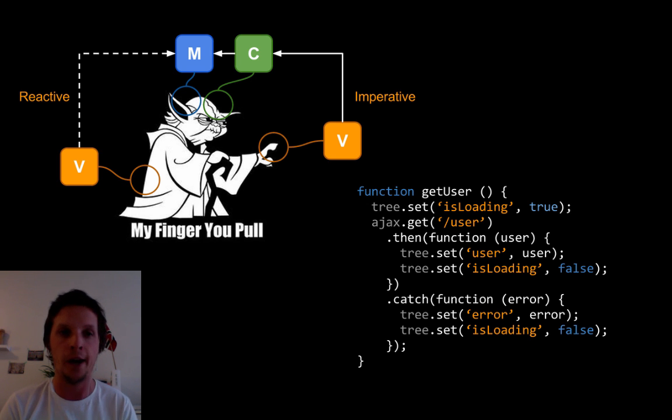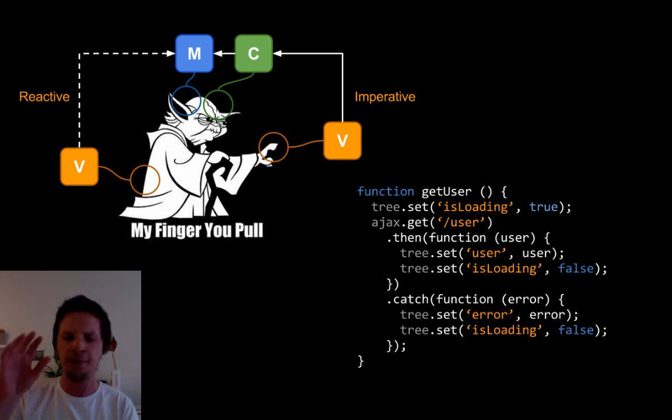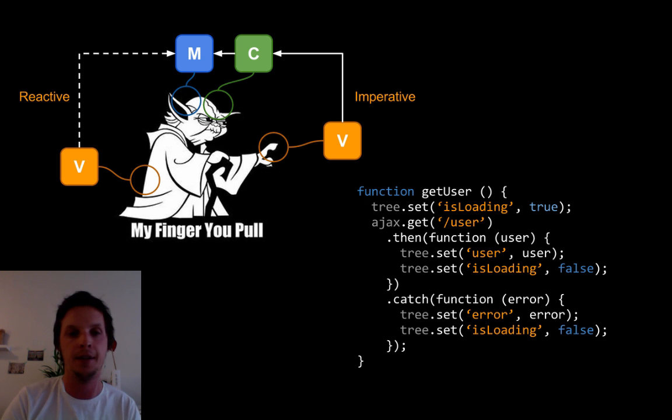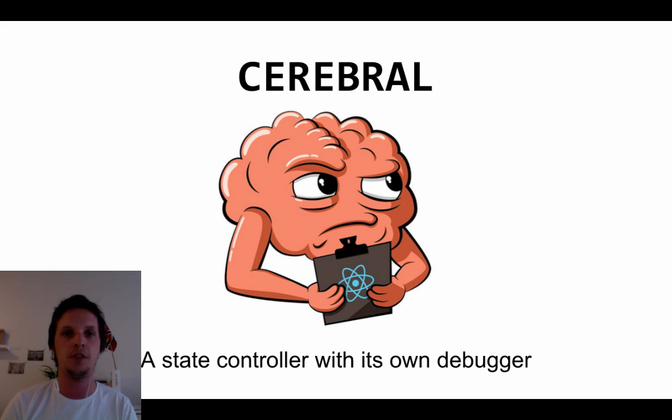And this is exactly where Cerebral comes in. It tries to solve this controller area. I feel that now we have a fantastic view layer, and with the single state tree as a model layer, I feel that's been solved too. But we have to do something about this controller layer. It's just too hard to reason about and scale our applications. So let me introduce Cerebral. It's a state controller. So it controls the state changes of your application, and it also has its own debugger.